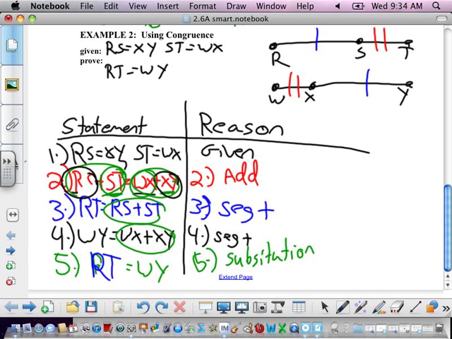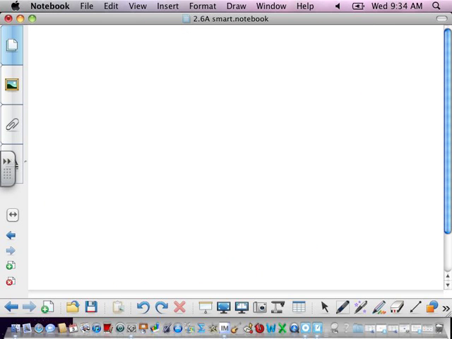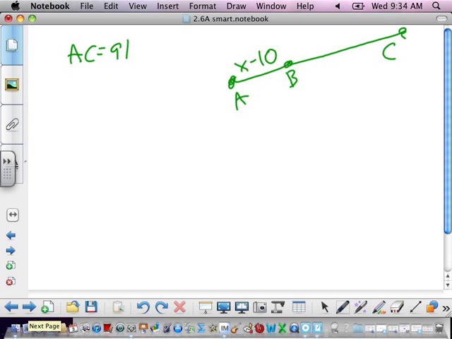Okay, the next one's a little bit long. Are you ready? No. All right. We've got AC equals 91. We've got A, B, C. And we've got A to B is x minus 10, and B to C is 4x plus 1. That's the one you have on your sheet, right? Example 3 for the first page.